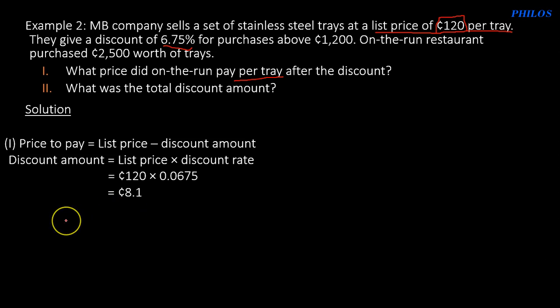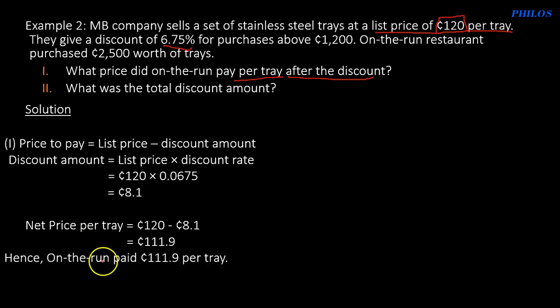So to get the price to pay for one tray, just one tray, we say what? 120 cedis, which is the list price of one tray, minus the discount amount on one tray. So 120 cedis minus 8.1 will give you 111 cedis 90 pesos. That is the net price per tray. So we can conclude that On the Run paid 111 cedis 90 pesos per tray after the discount. Continue by writing after the discount.